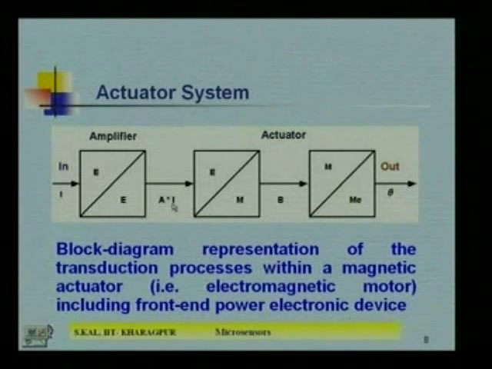Now this is fed into another block, where the input is basically an electrical quantity, but the output is magnetic energy. So, electrical changes to magnetic. This magnetic energy, B, is the magnetic flux. That is fed into another block which takes the magnetic energy, but its output is mechanical energy, vibration or motion or displacement, whatever it is.